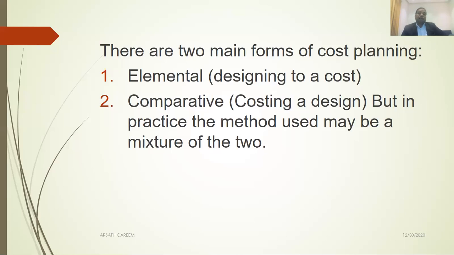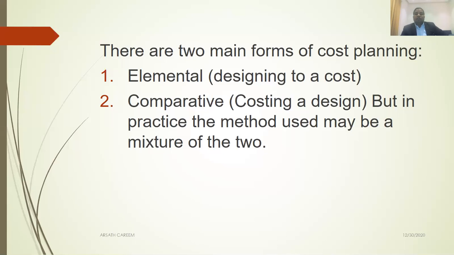Also, there is another cost planning method, which is comparative. This is called costing a design. This is just costing a design. Normally, the architect doesn't care about anything else. He has a budget of 100 million. For substructure, he designs a raft foundation. Also, he designs a footing foundation for that particular building land.